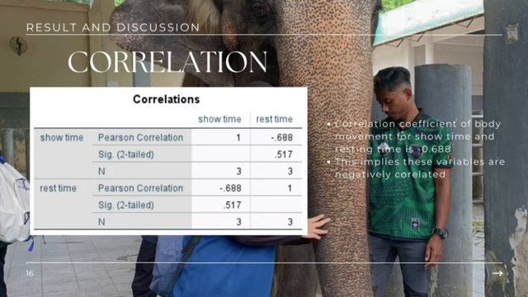The correlation coefficient of body movement for show time and resting time is -0.688. This implies these variables are negatively correlated. In this case, if the frequency of body movement during show time increases, the frequency of body movement during resting time decreases, and vice versa, as shown in the previous slides. This is because at the higher body movement during show time, the elephant has to put on a show by showing the behavior trained by their mahout.